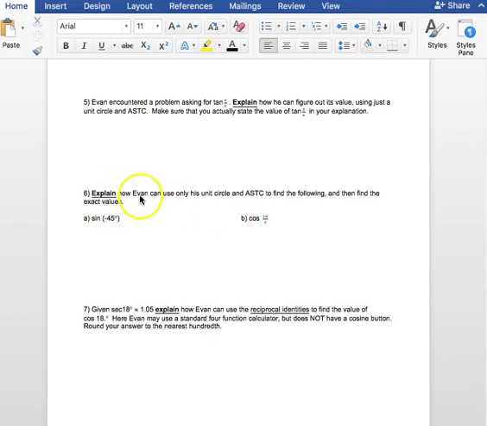And it says explain how Evan can use only his unit circle and ASTC to find the following. Then find the exact values. So yes, you are supposed to say what sine of negative 45 is equal to, but you have to explain in words how you're getting the answer. Just writing out work is not an explanation. You do need words for both of these.